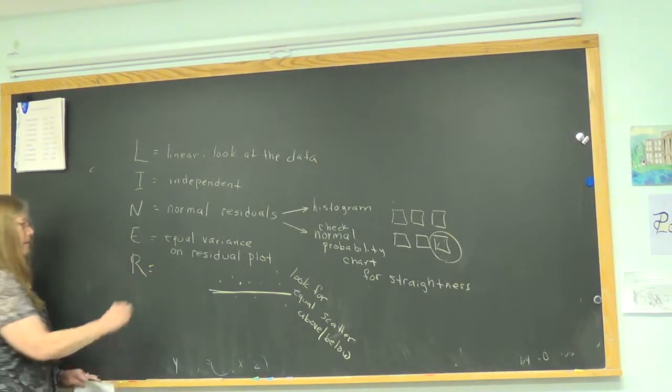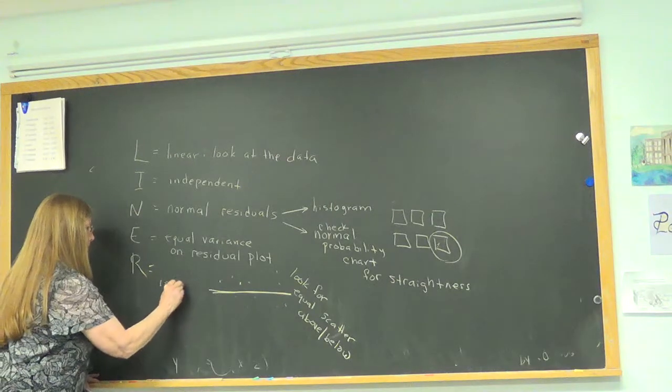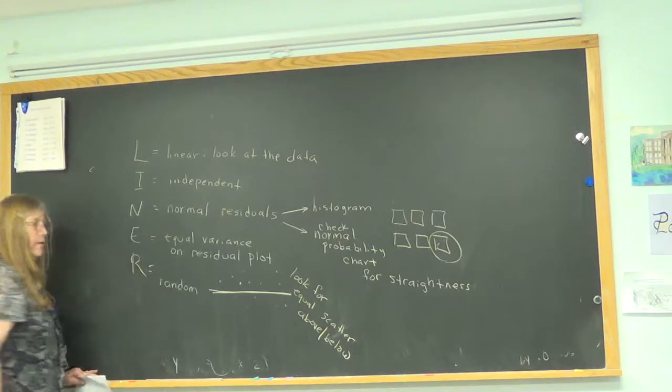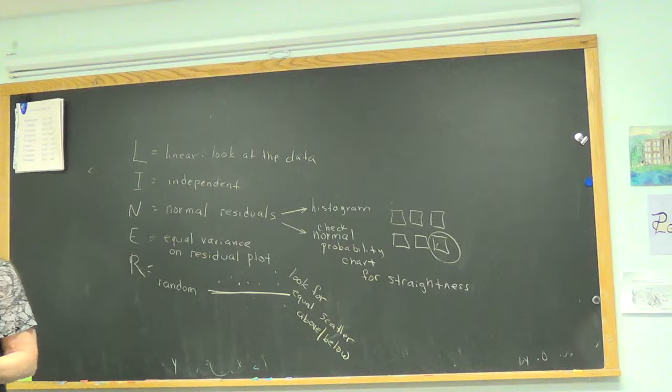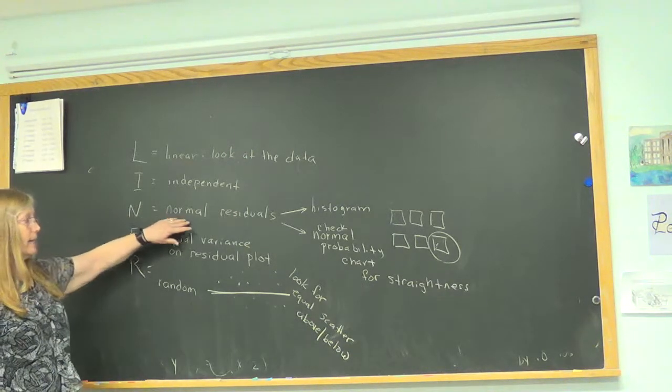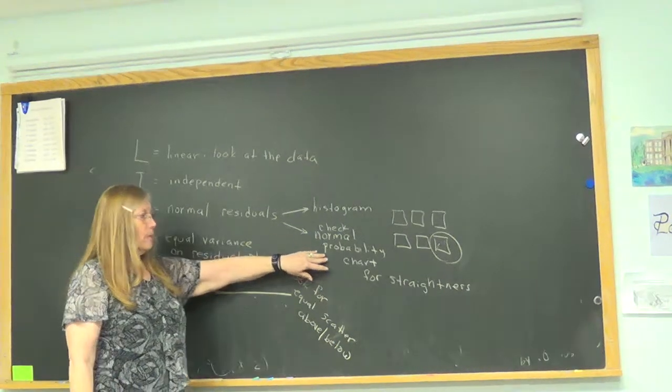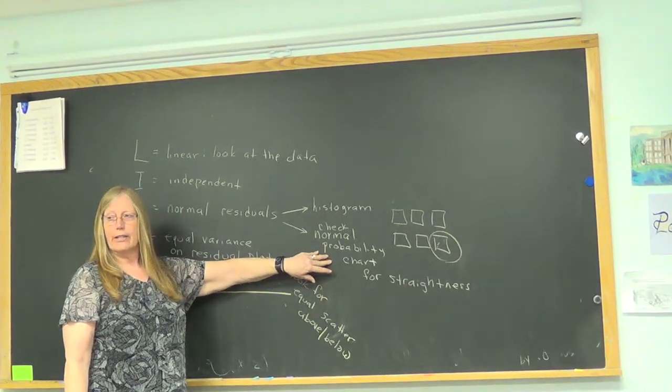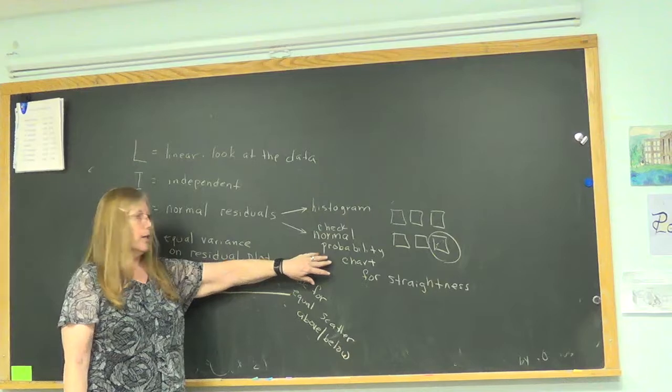All right, random is, the sample has to be chosen randomly or the experiment conducted with a random assignment of experimental variables. So let's go back here and see if we can get a normal probability chart out of our calculators just for a minute, and then we'll go on.